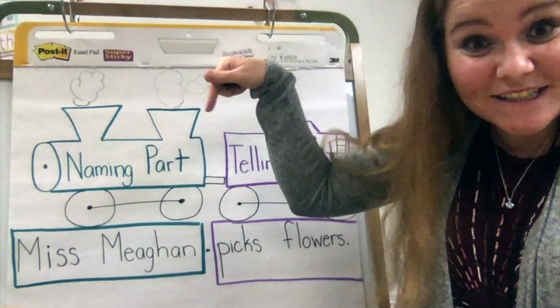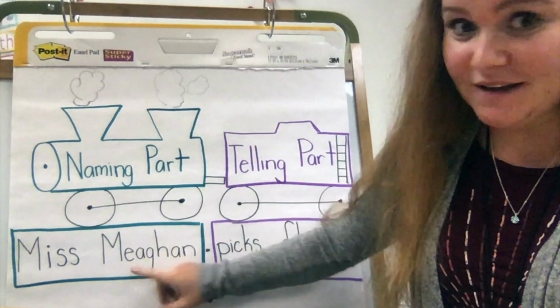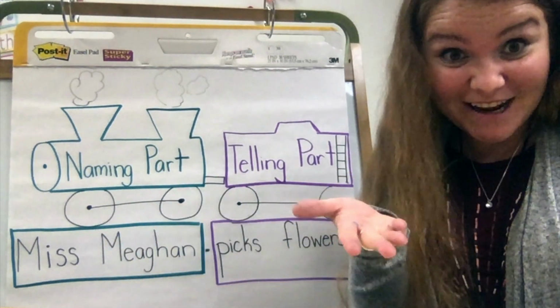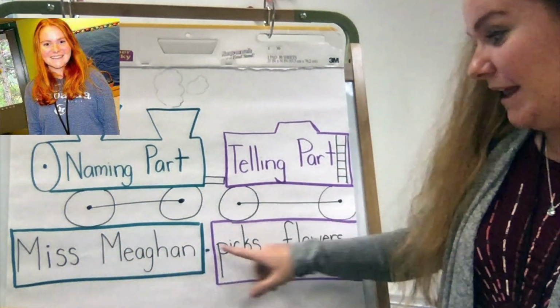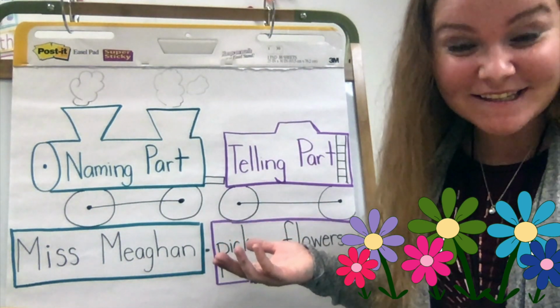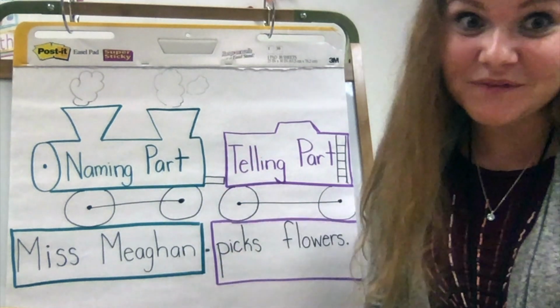So now let's look down below at the sentence that I wrote. You'll see some boxes around it. We'll talk about those in a second. Let's just read the sentence together. Are you ready? Okay. Miss Megan picks flowers. That's my sentence. And remember, every good sentence has a naming part and telling part.